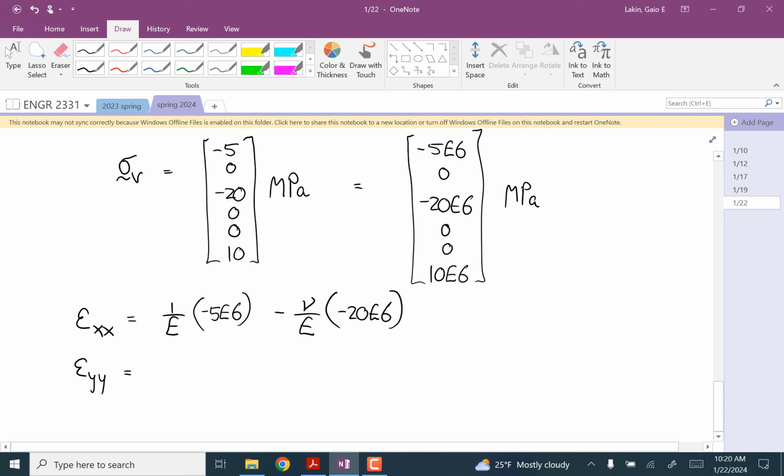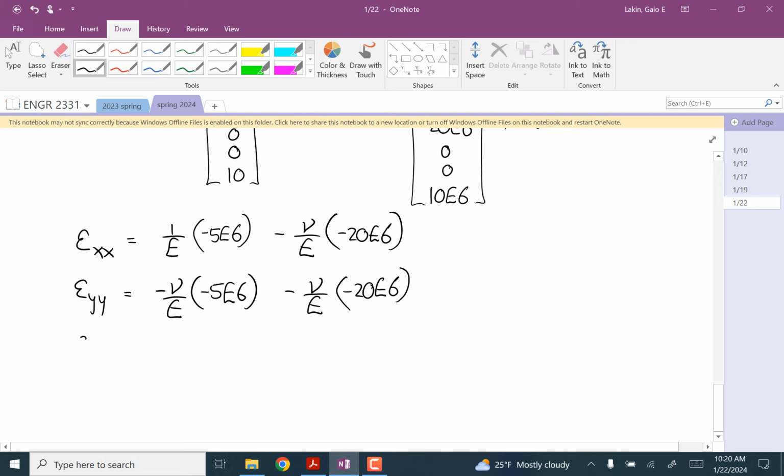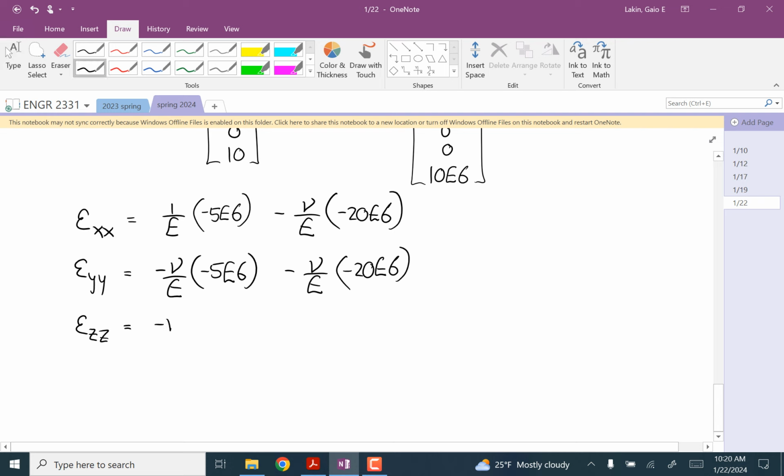EYY is negative nu over E times -5 times 10 to the 6, minus nu over E times -20 times 10 to the 6. EZZ is negative nu over E times -5 times 10 to the 6, plus 1 over E times -20 times 10 to the 6.